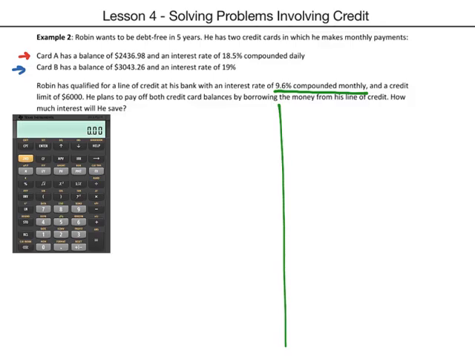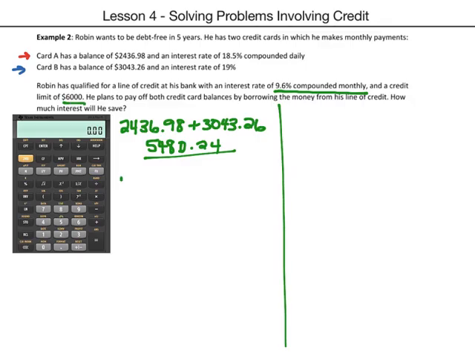So what we're going to do is take how much he owes altogether, and add them together, and you should get 5480.24. So because this is underneath his limit, he can put it into his new line of credit, and he wants to be debt-free in 5 years.